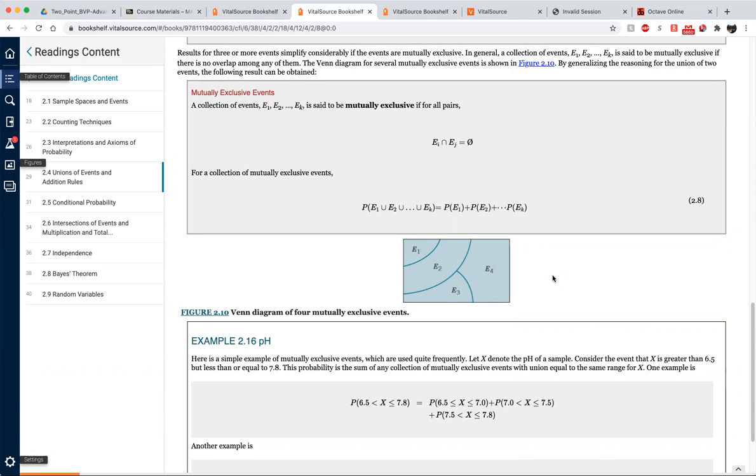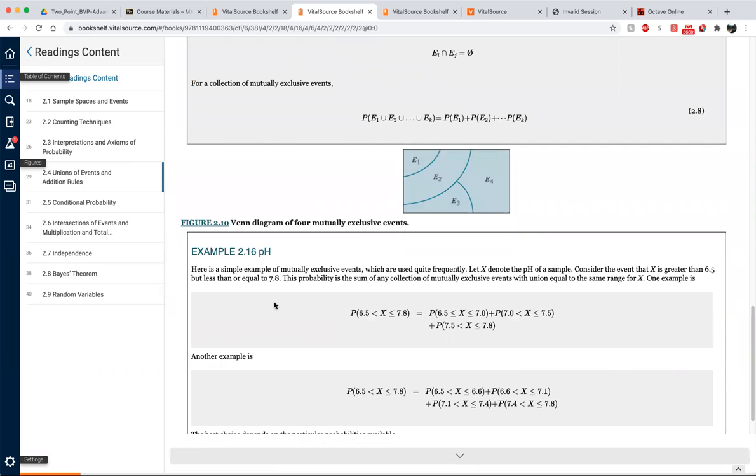Okay, so now example 2.16. Here is a simple example of mutually exclusive events, which are used quite frequently. Let X denote the pH of a sample. Then consider the event that X is greater than 6.5 but less than or equal to 7.8. Now, this probability is the sum of any collection of mutually exclusive events with a union equal to the same range for X. One example is this.